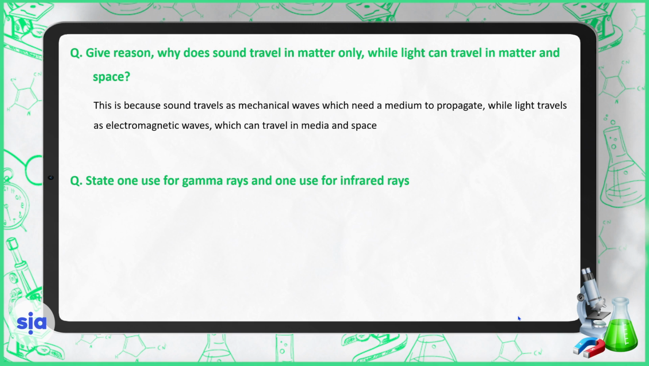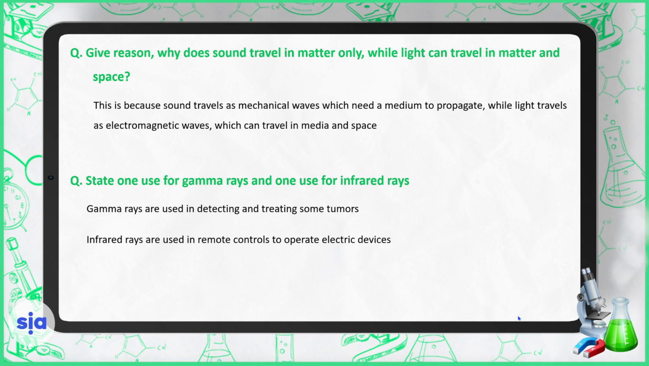State one use for gamma rays and one use for infrared rays. Gamma rays are used in detecting and treating some tumors, while infrared rays are used in remote controls to operate electric devices.